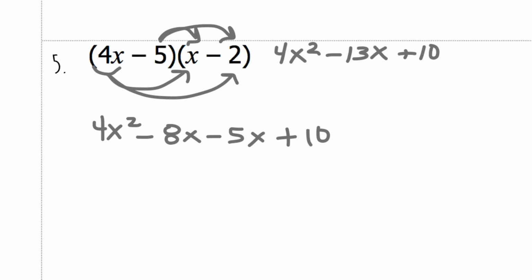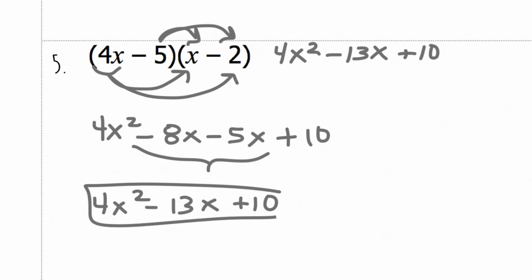Okay, so now, of course, we're not done yet because these two items can be put together. So I have negative 8 negative x's and I have 5 negative x's. So altogether I have 13 negative x's. So I'm going to have 4x squared minus 13x plus 10. And that's our final answer.